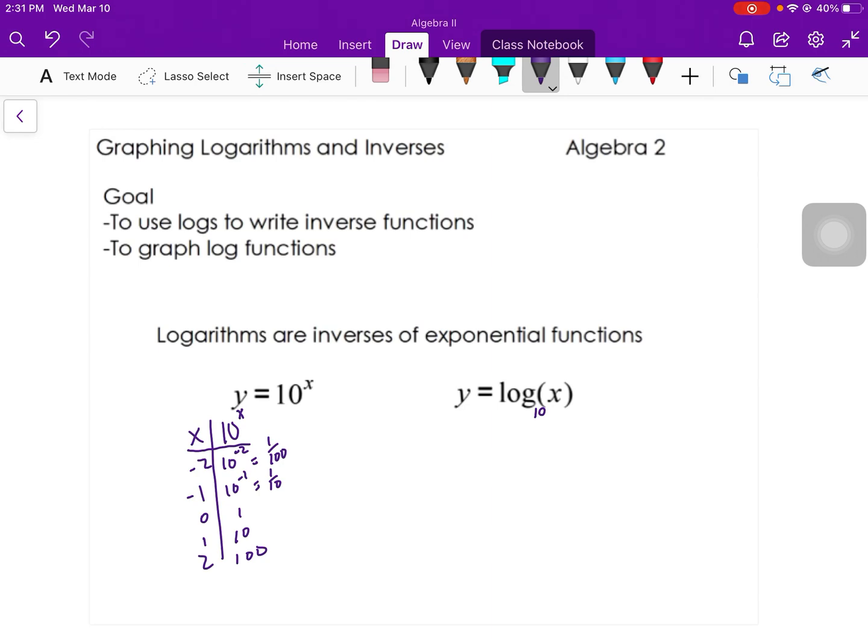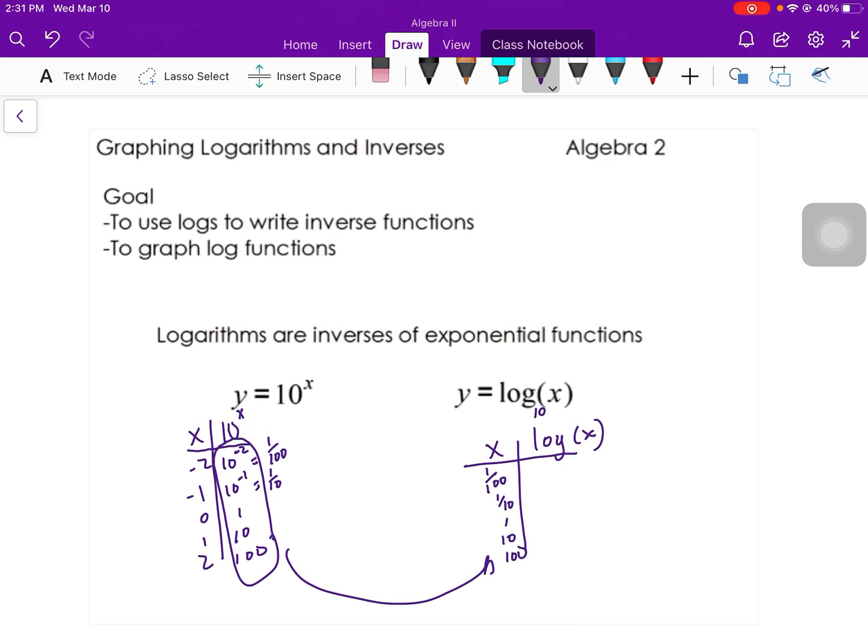If I'm talking about log, inverse means that all of these y values will take the place of x. So 1 over 100, 1 over 10, 1, 10, and 100. And these x values will take the place of y. So -2, -1, 0, 1, and 2.